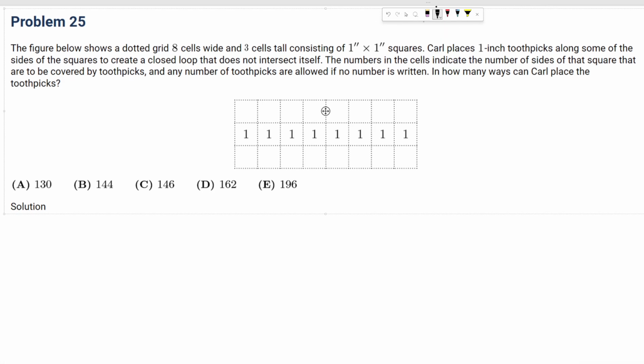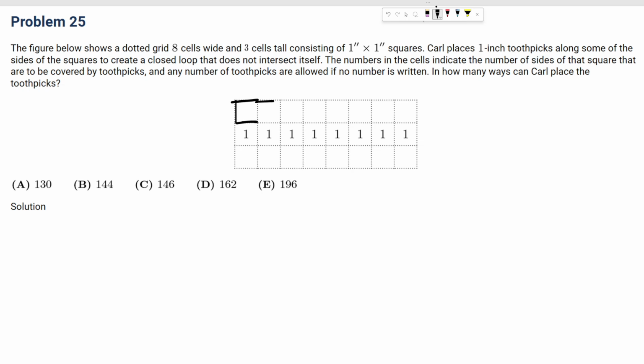Essentially, we have to draw some loop that doesn't intersect itself around this grid, such that all of these squares with one on them have exactly one edge that is on the loop. Considering all of these at the same time is a little messy, so let's just think about the very left one. Let's say this edge is part of the loop. Then if we go down, we're dead, since this one is going to have two edges. So that means it has to go up on this side, since the loop has to continue.